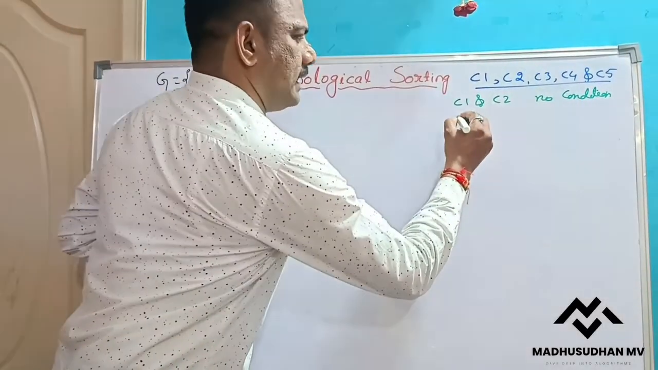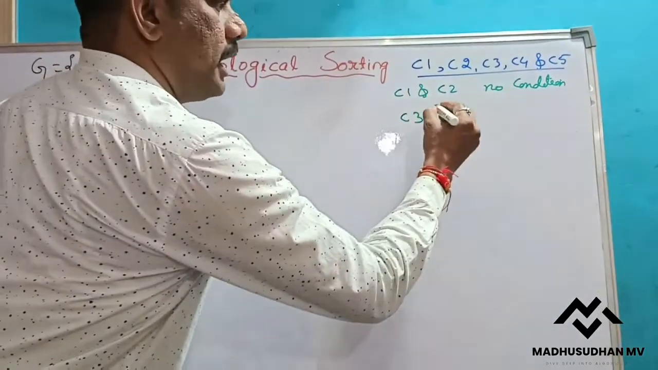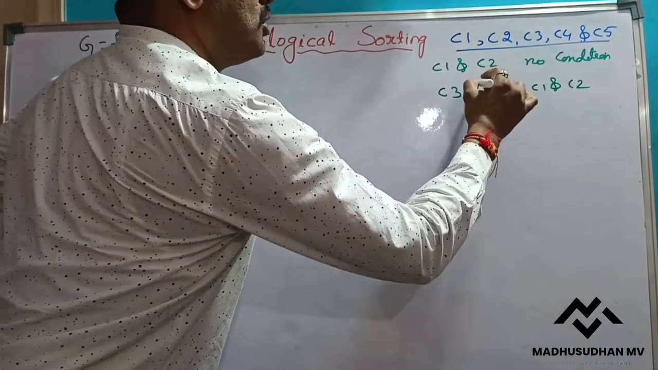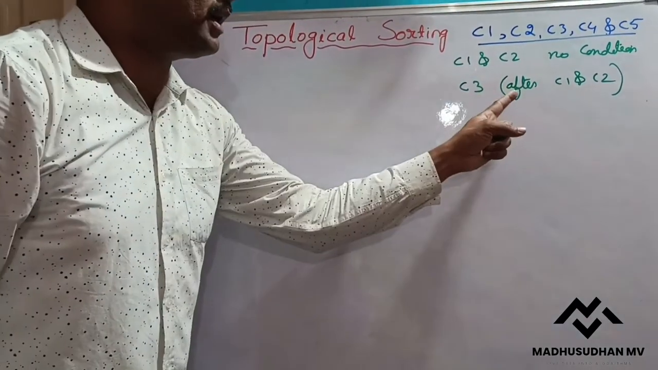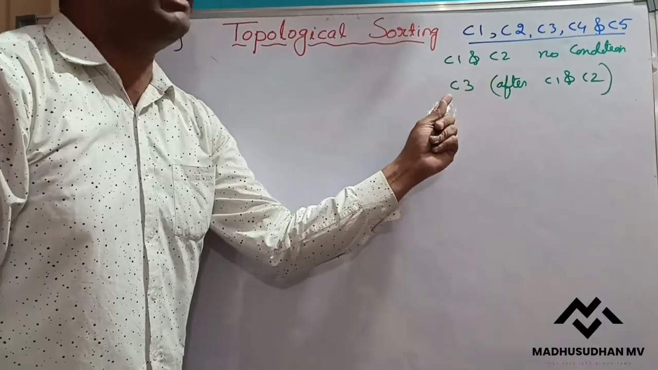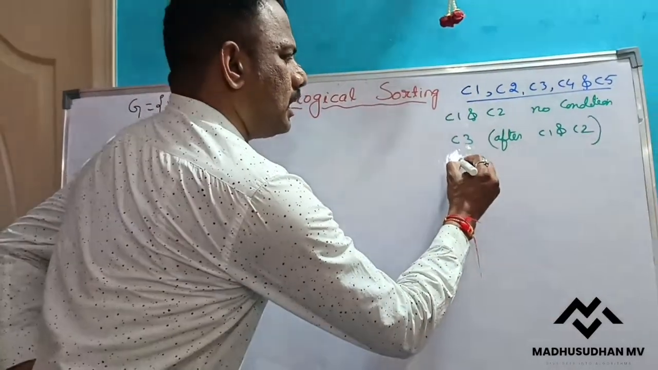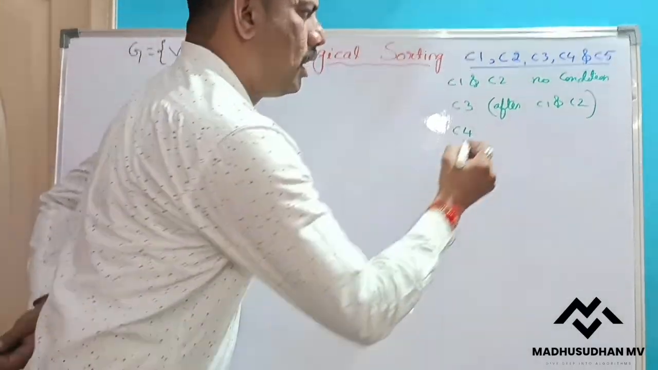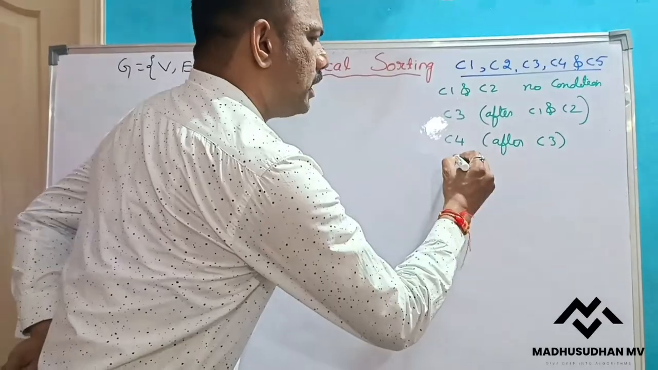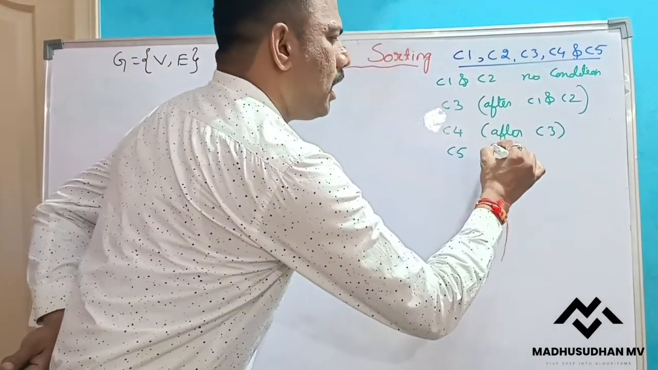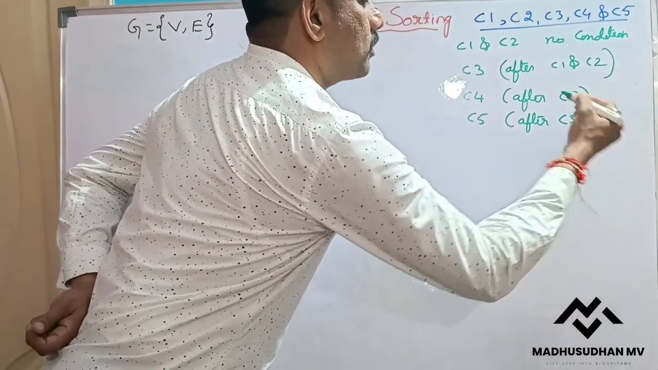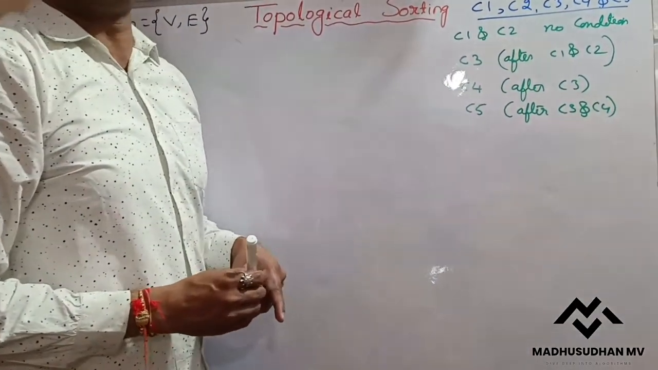But course 3 has to be taken after C1 and C2. That means course 3 has to be taken after completing course 1 and course 2. If the student has completed both courses, then only he can take course 3. Similarly, the student can take course 4 only after completing course 3. The student can take course 5 only after course 3 and course 4. These are the prerequisites.